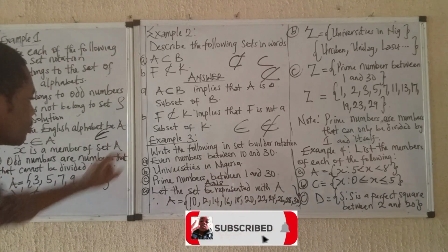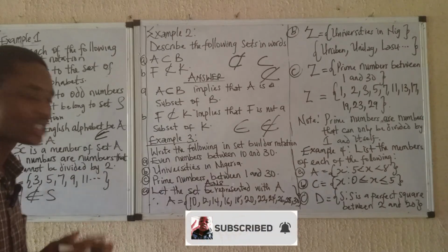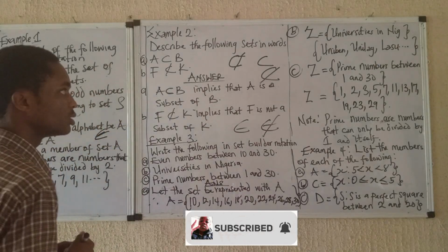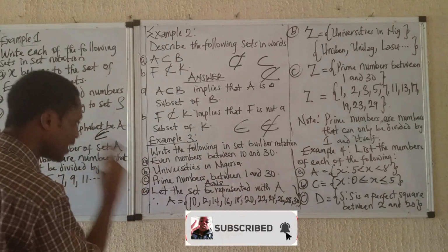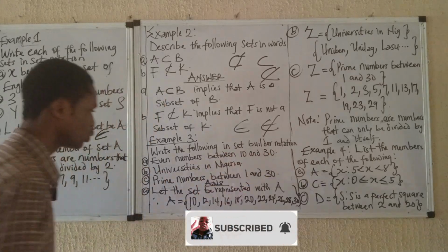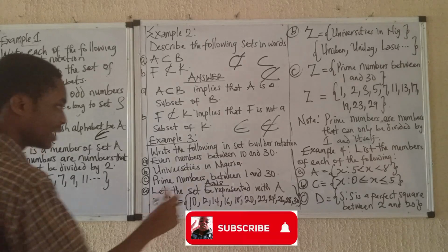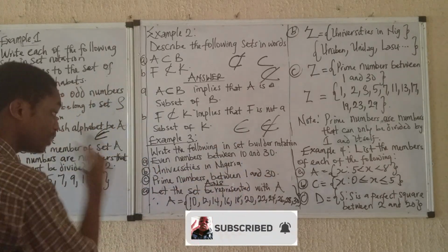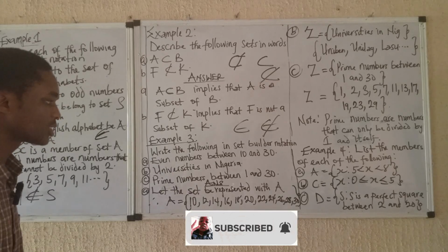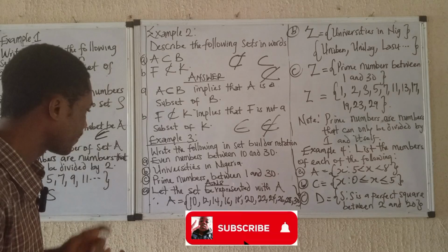So now, example number 3. Write the following in set builder notation. A, even numbers between 10 and 30. B, universities in Nigeria. C, prime numbers between 1 to 30.